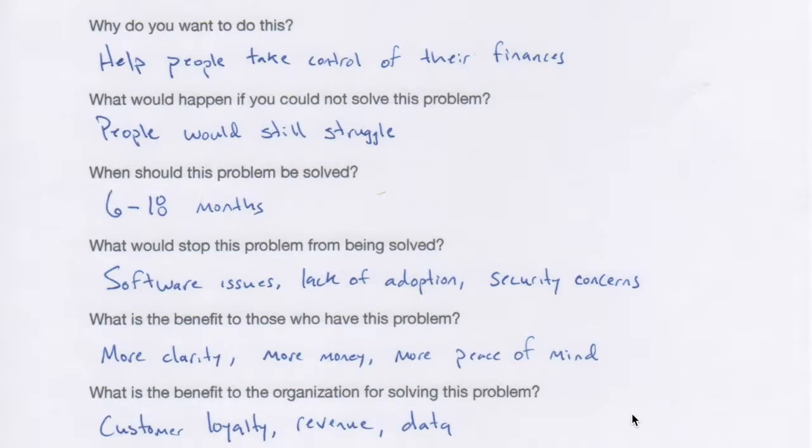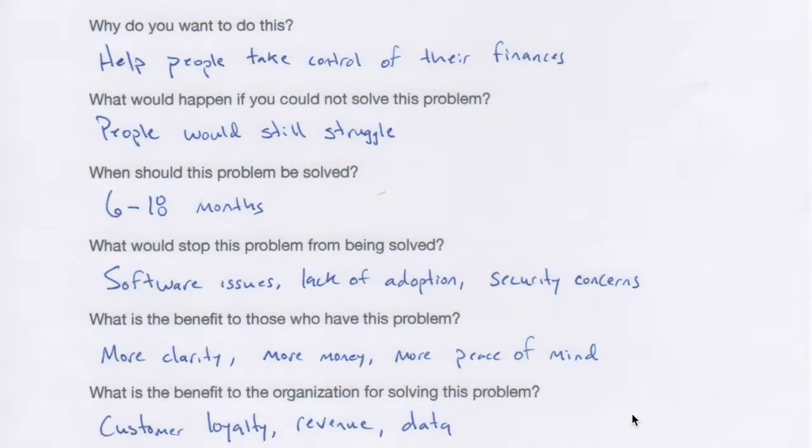When should this problem be solved? 6 to 18 months. With other tools that you may look at building, especially for internal tools for a customer or for employees, vendors or partners to use, you may have more pressing timelines. This is really helpful for conversations later in the planning stages.